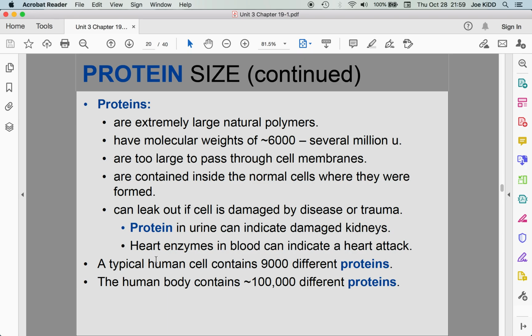So this is often a first pass when triage is occurring for a patient. One of the first things that we can do is check urine. If we find protein in the urine, that's typically a sign of kidney damage. If we find heart enzymes in the blood, this is often a sign of a heart attack. So we can type enzymes and proteins relatively quickly and have some good ideas about triaging patients based off of that.